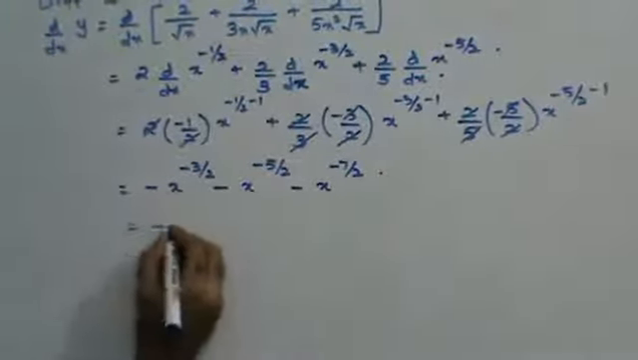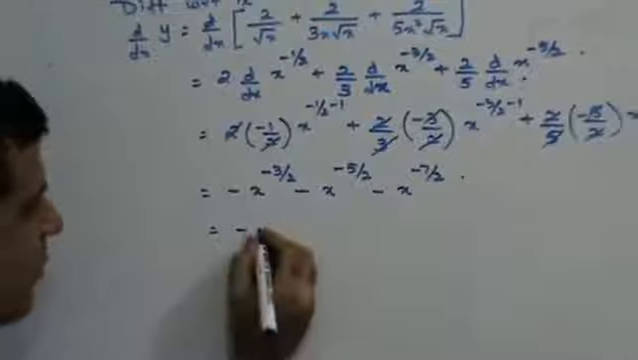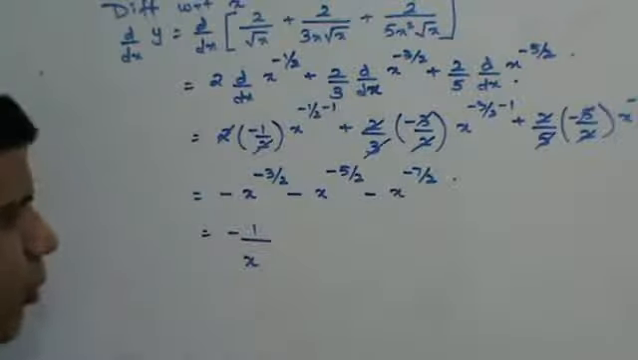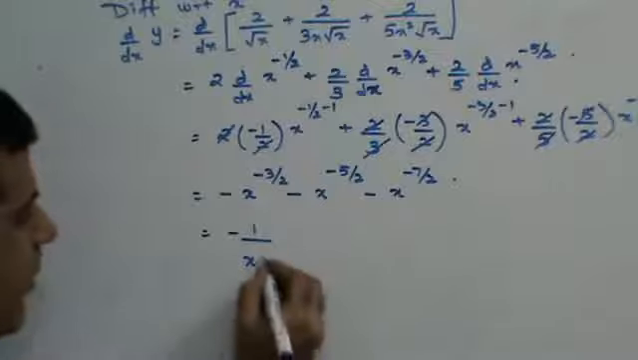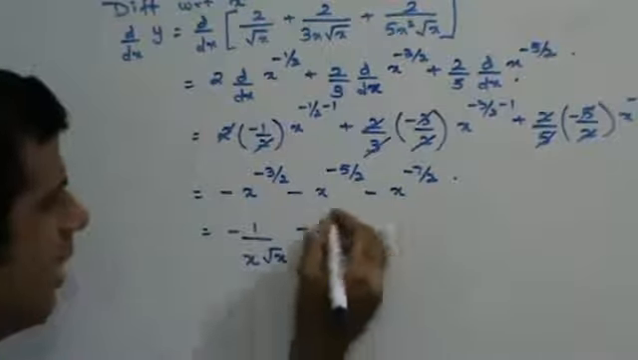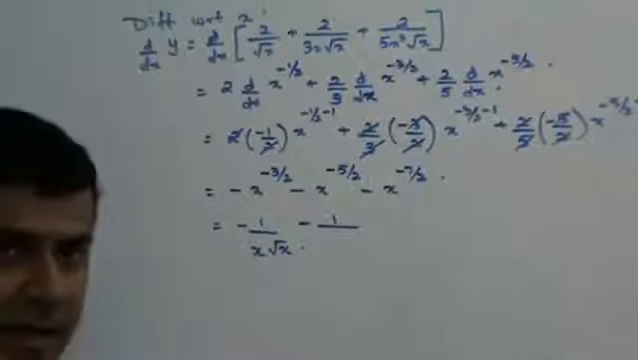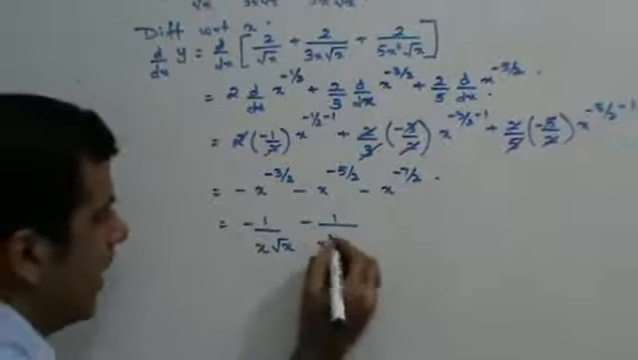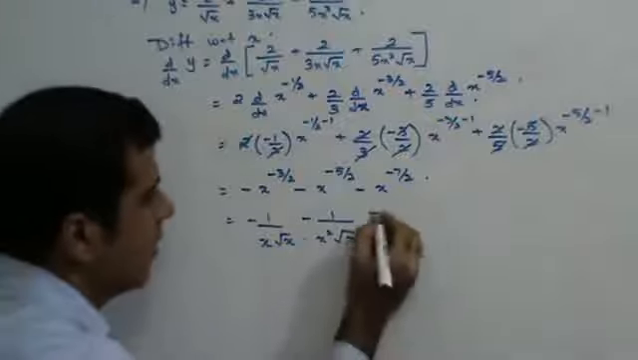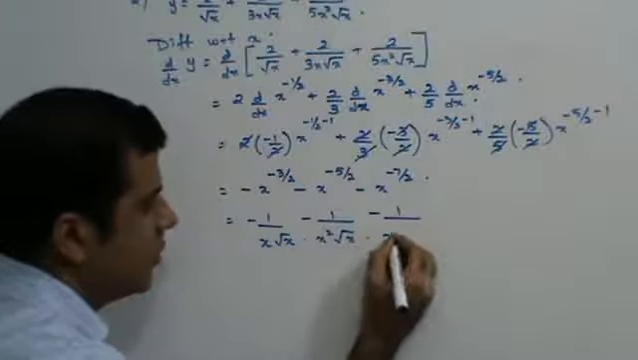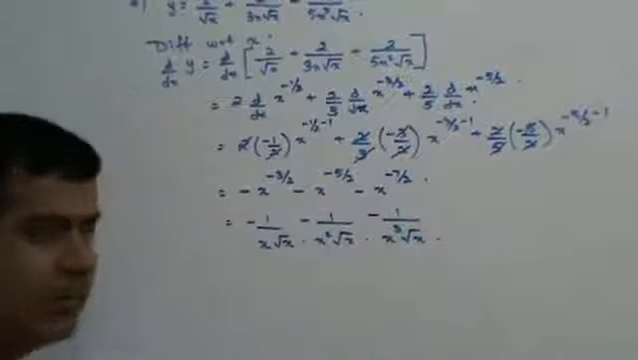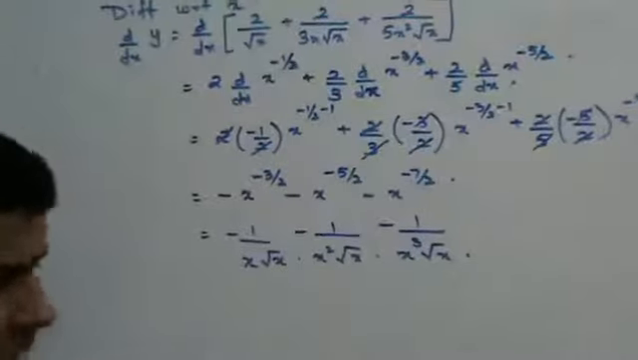Now this can be written as minus 3 by 2. I will convert this into positive indices by taking it in the denominator. X raised to 3 by 2 is nothing but x root x, minus, I am converting it into positive indices by taking it in the denominator, x square root x, x raised to 5 by 2 is x square root x, minus negative indices to positive, take it in the denominator, x cube root x. So that will be your answer, right? Let's see another sum, guys.